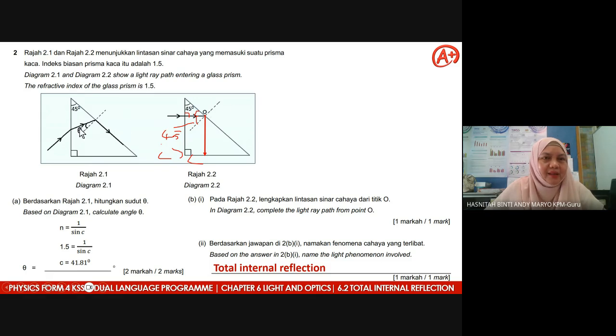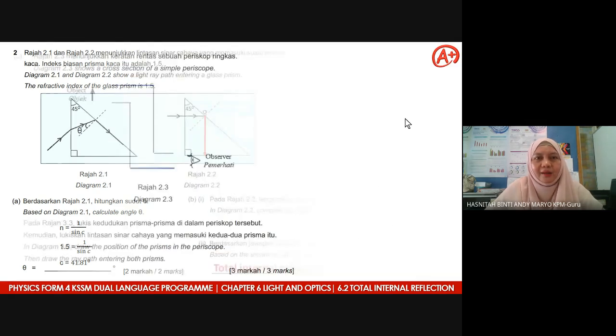R 90 degrees, theta is the critical angle. For this one, the clue to solve 2.2 is that you must know what the angle of incidence is here. Since it is greater than C, total internal reflection occurs. Okay, the light phenomenon: total internal reflection.